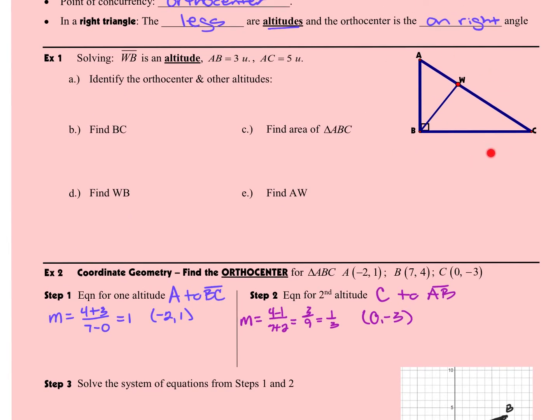Now, if I've got a nice right triangle here and I'm telling you that WB is an altitude, the first thing that we want to do is label that nice right angle. Notice that we can't label anything other than the right angle there.